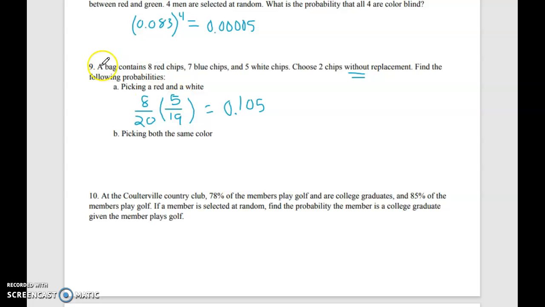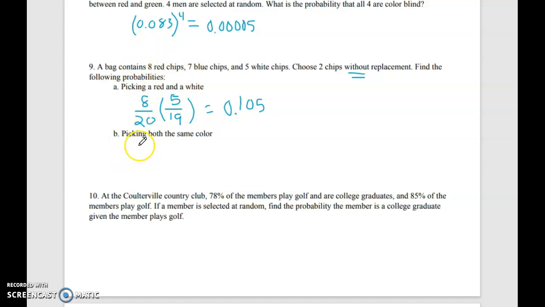So now we say the same bag of chips, same colored chips, but what's the probability we pick both of the same color? So I'm taking 2 chips, the same color. That could be a red and a red, or it could be a blue and a blue, or it could be a white and a white. So listen to those words I'm saying. And, every time I say and, that means multiply. Or, every time I say or, it's telling me to add. So let's see what this looks like.